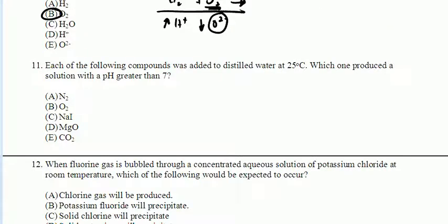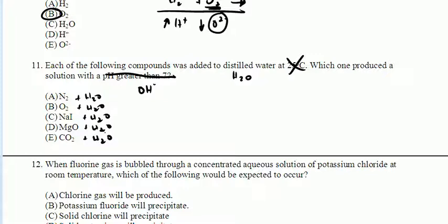Each of the following compounds was added to distilled water, H2O. Which one produced a pH greater than 7? That means which one produced OH minus. So basically if water was added to each of these, which one produces OH minus? Whenever you have plus H2O, that is a keyword. Flip it over to the back side of the chart and look for all the water reactions, and the only one that's present that resembles anything here is D.